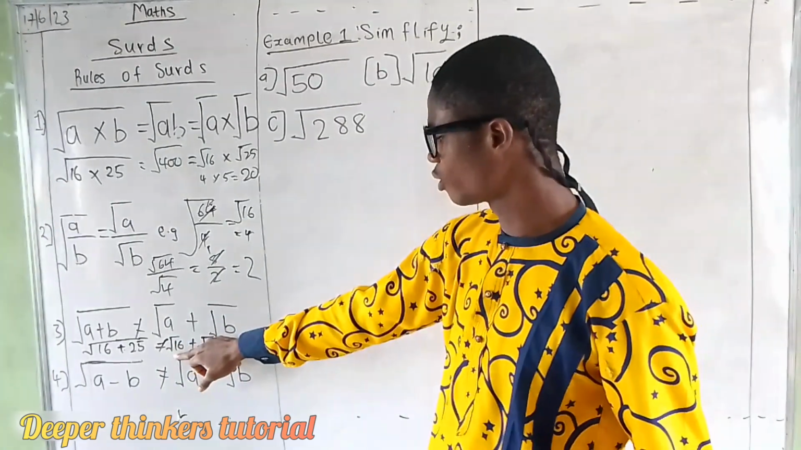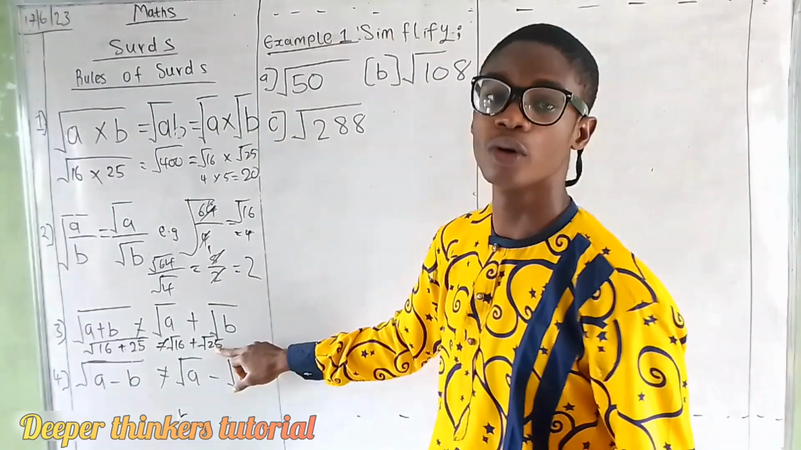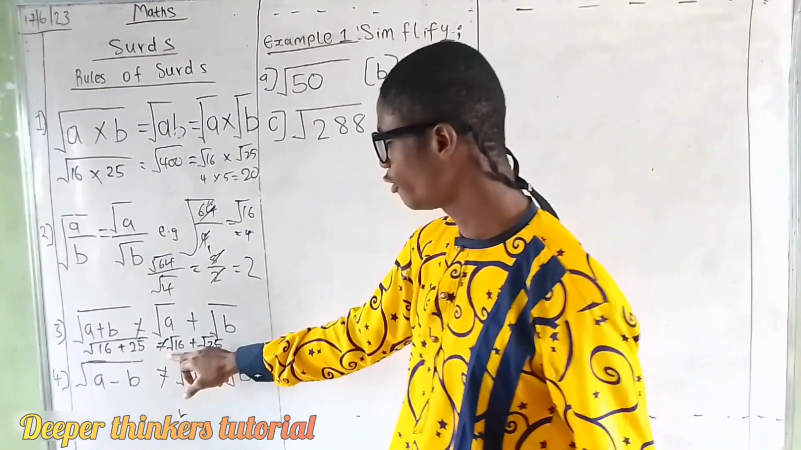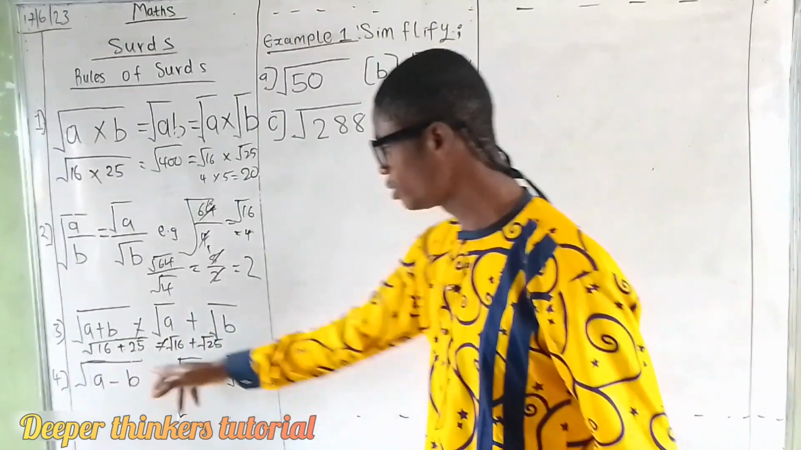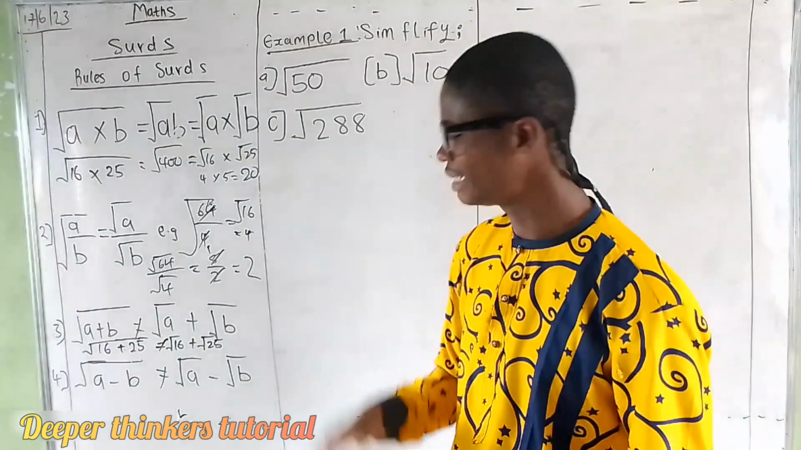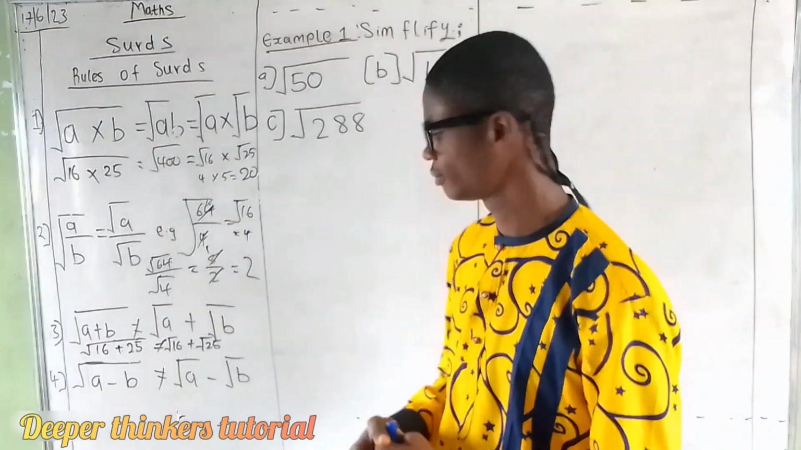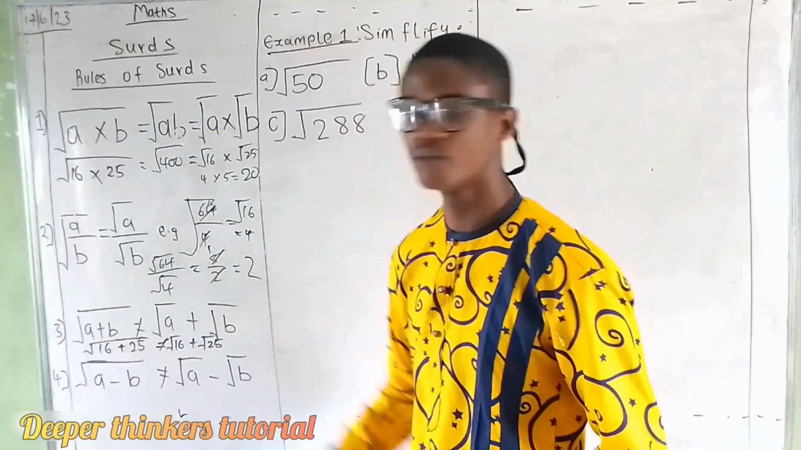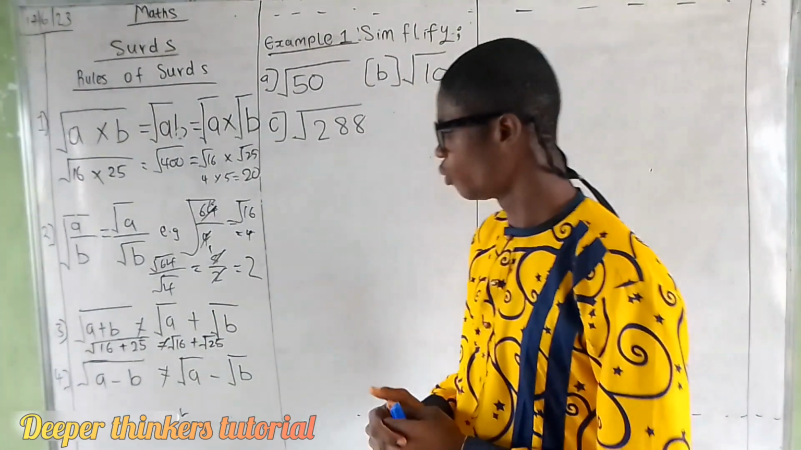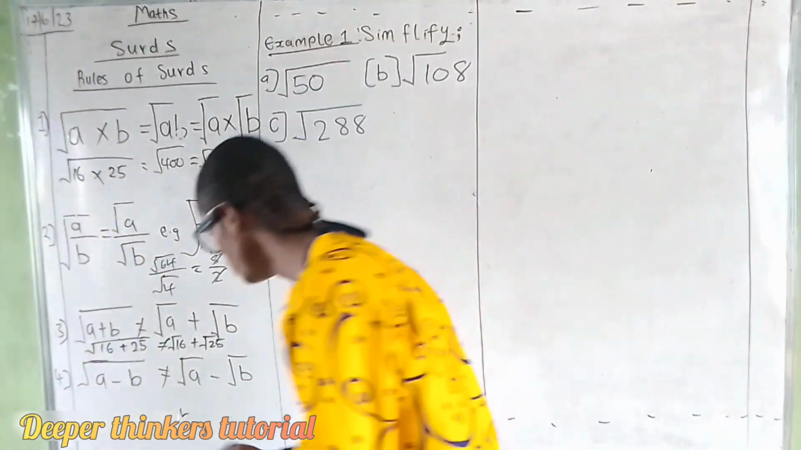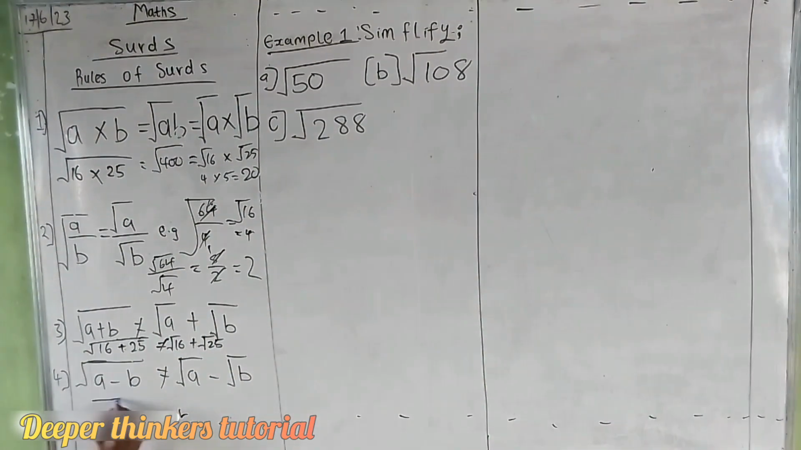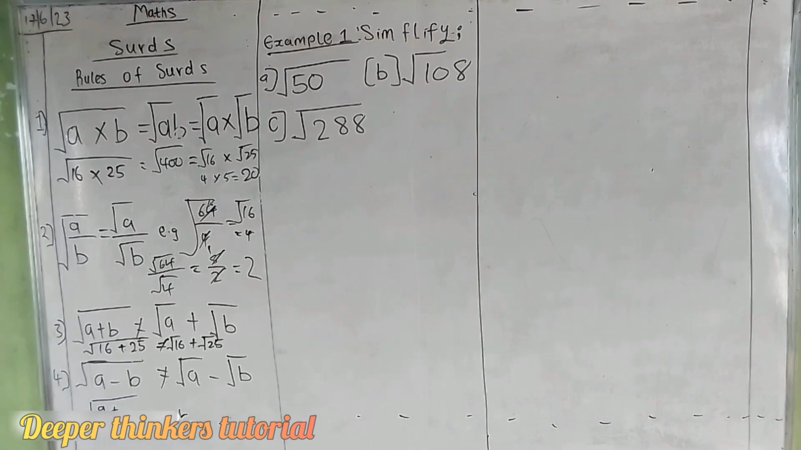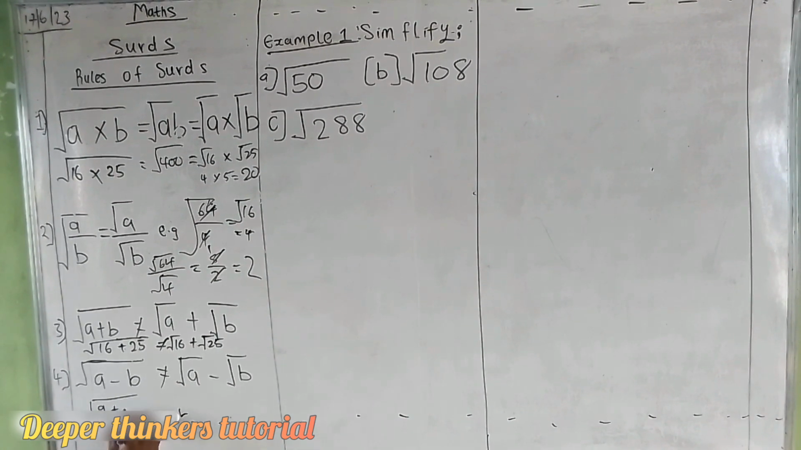When you do the square root of 16, which is 4, and the square root of 25, which is 5, if you add 4 and 5, it will give you 9. But the square root of 41 can never give you 9. So it's not the same. The same thing goes here, when you have the square root of 9 plus, let's say, 9 plus 16.